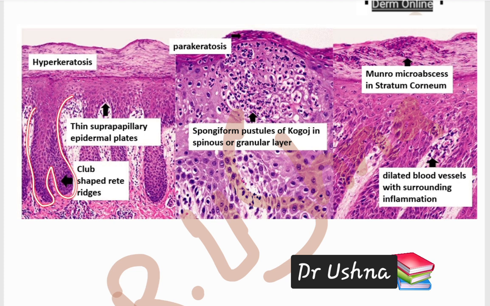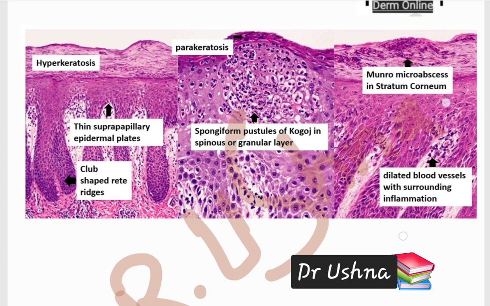These are all club shaped rete ridges. We are able to see that hyperkeratosis is parakeratosis. Your spongiform pustule of Kogoj is a collection in the stratum spinosum. Your Munro microabscesses is a collection in the stratum corneum, and you have dilated blood vessels.